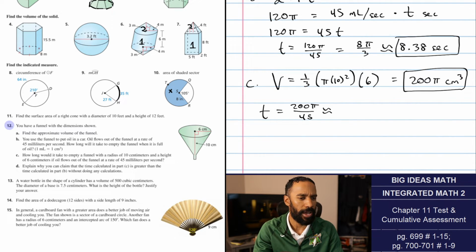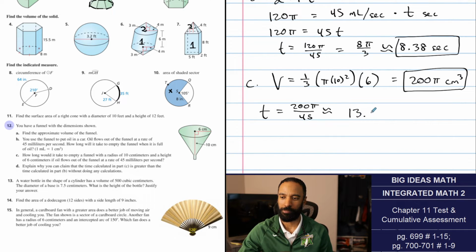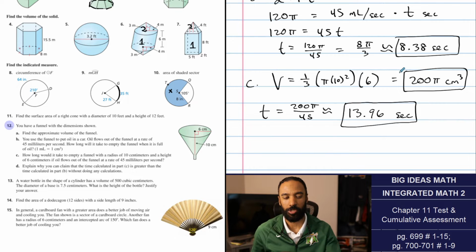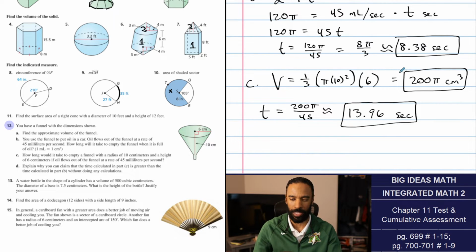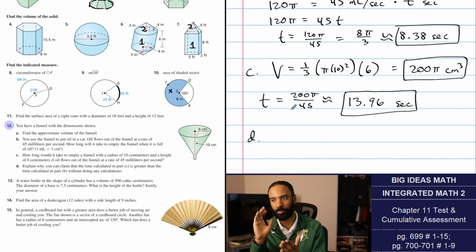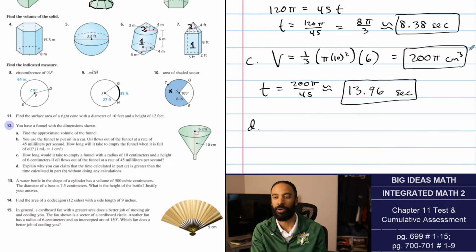So 200 pi over 45, 13.96. So 13.96 seconds. Now, you're probably asking the question, and this is what part D is. Explain why you can claim the time calculated in C is greater than B without doing any calculations. So now we did do calculations, right? We're not going to say, oh, because the volume's more, because we know that now.